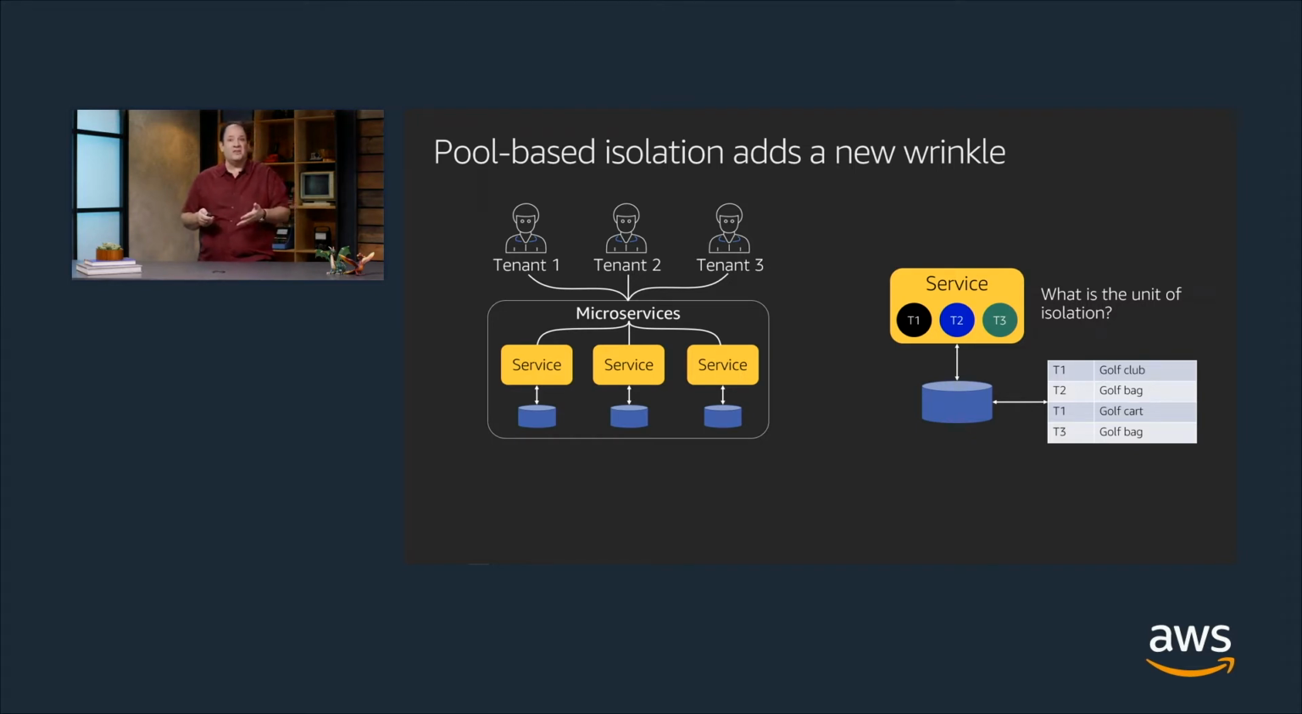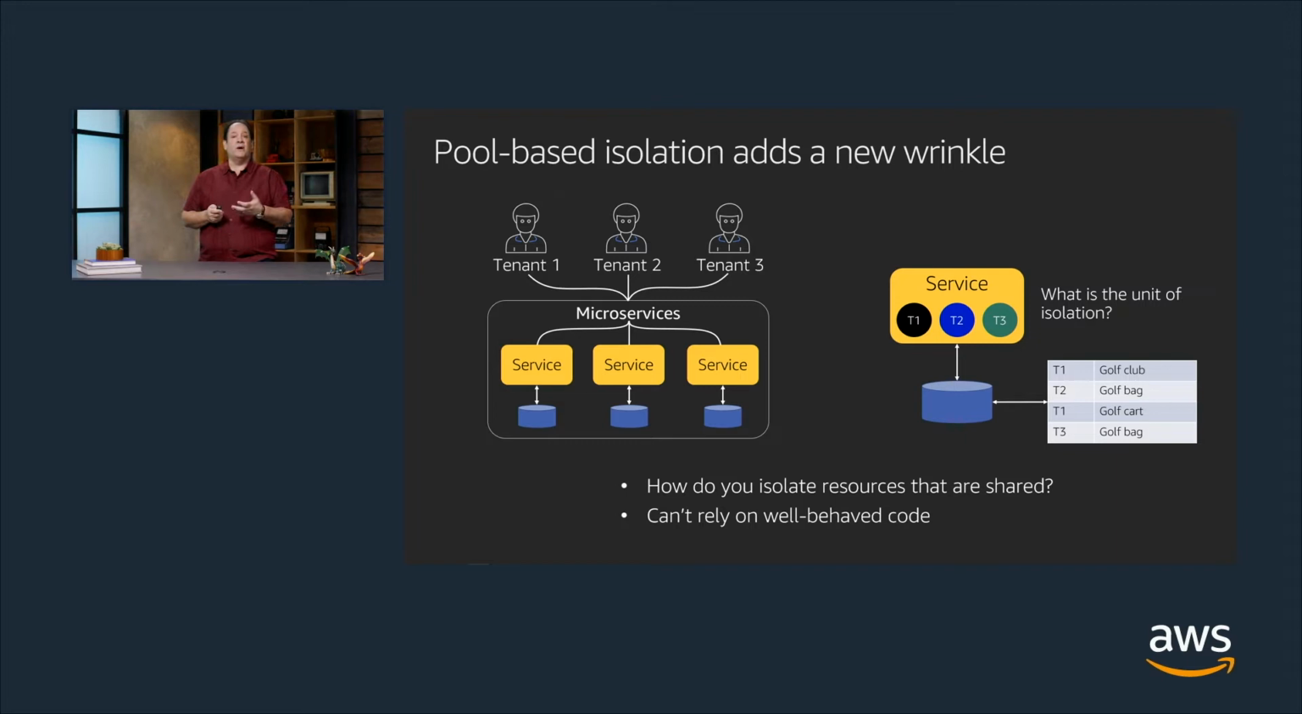If they're all in this construct, there's no natural mechanism that is just going to put hard boundaries between these tenants in this environment. We have to get much more creative here, and we'll look at what we have to do in this pool-based model to really achieve isolation in that kind of setting.